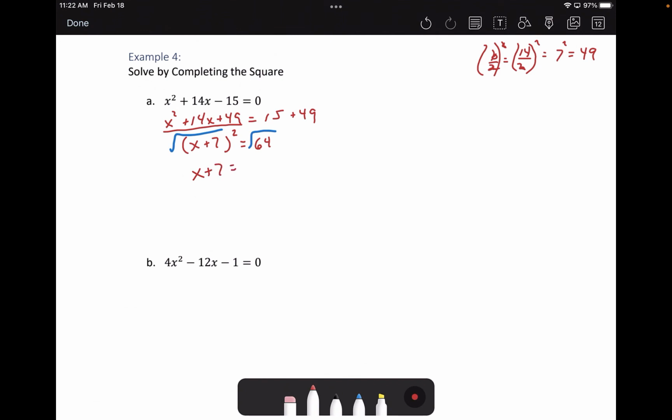X plus 7 is equal to plus or minus the square root of 64, which is 8. And from here, we have two different equations. X plus 7 is equal to 8. X plus 7 is equal to -8. X is equal to 1. And x is equal to -15.